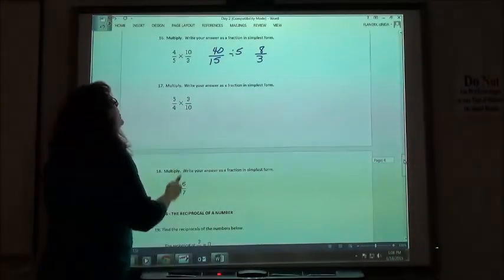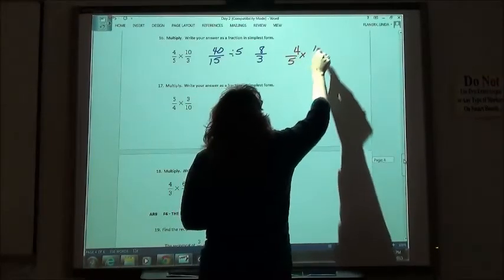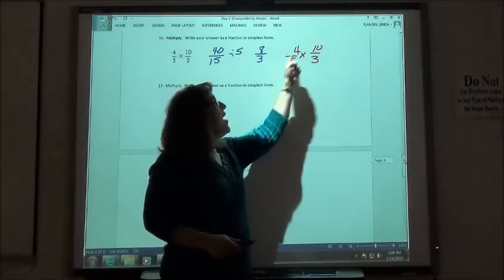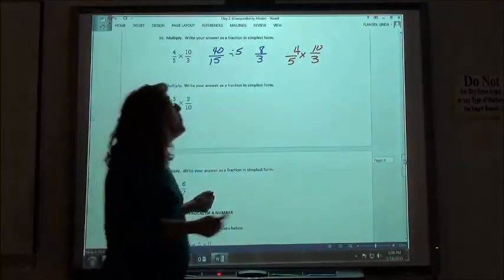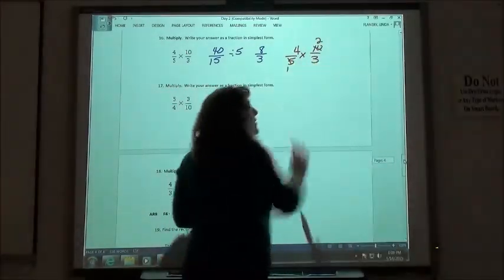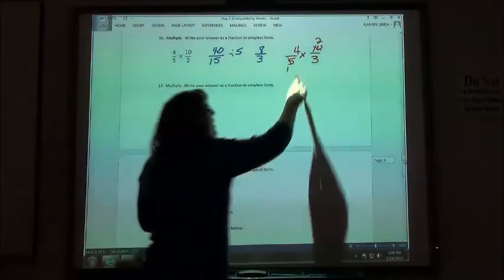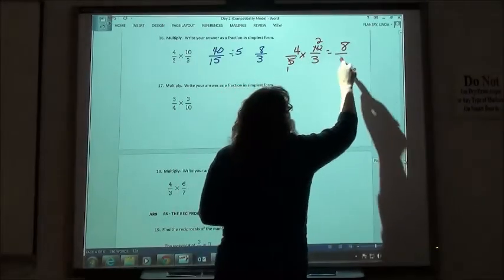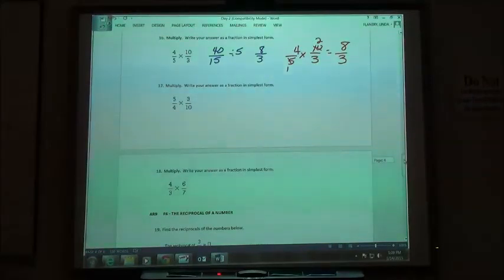Now, if I do it the other way, taking my shortcut, 4/5 times 10/3. Here, if I notice that 5 and 10 have a common factor of 5, I can reduce them before I multiply. 5 divides in here once and in here twice. Kind of like I did with those whole number ones. Now if I multiply, 4 times 2 is 8. 1 times 3 is 3. Holy cow, I got the same answer.